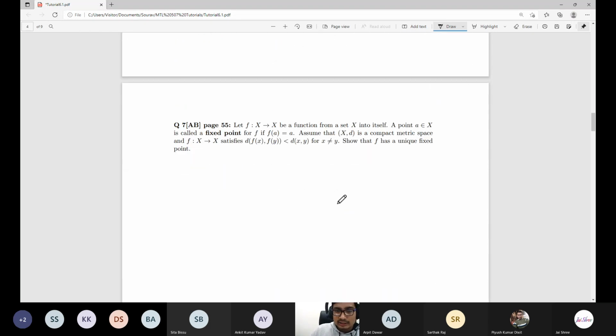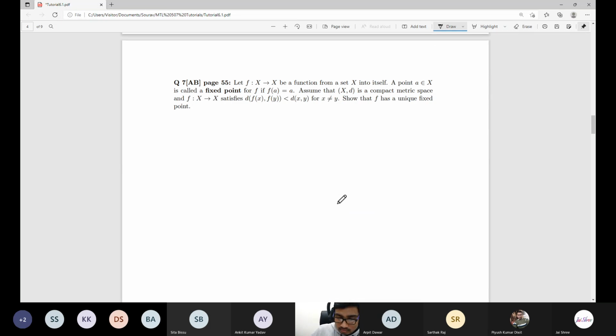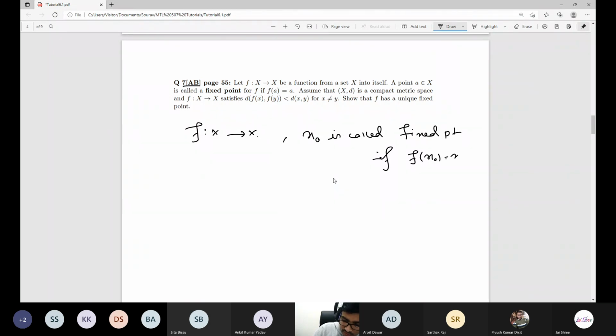Okay, so now this problem is a problem on metric spaces, taken from the book by Aliprantis and Burkinshaw. What is a fixed point? Do you know a fixed point of a function f from X to X? x naught is called a fixed point if f(x naught) equals x naught.